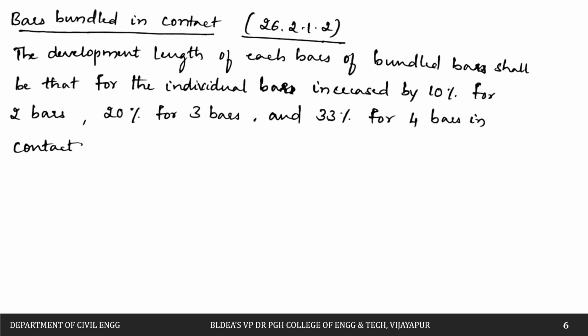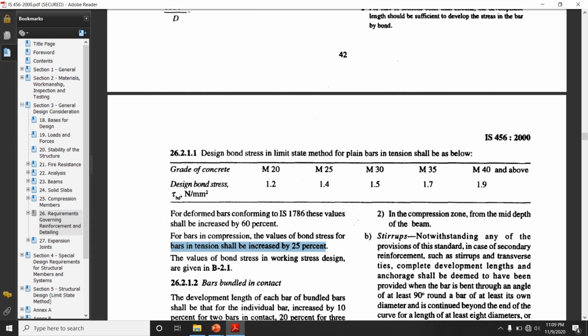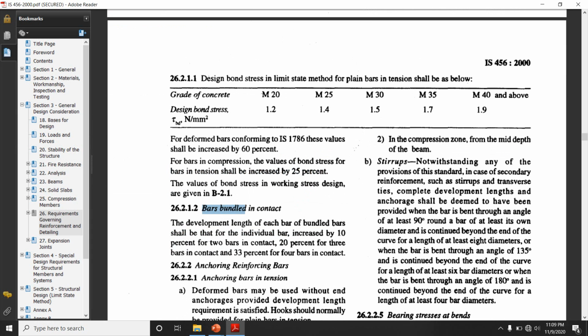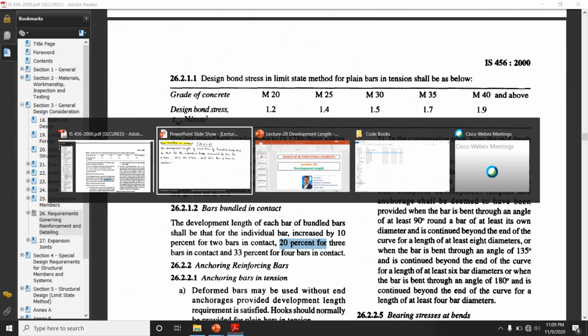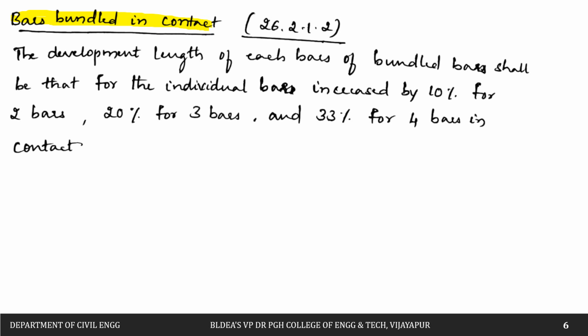Next, if you are going to use bars which are bundled in contact, they have given this in a further clause here itself, for bars bundled in concrete. Let me show you. The development length of each bar of a bundled bar shall be that for the individual bar increased by 10% for 2 bars.